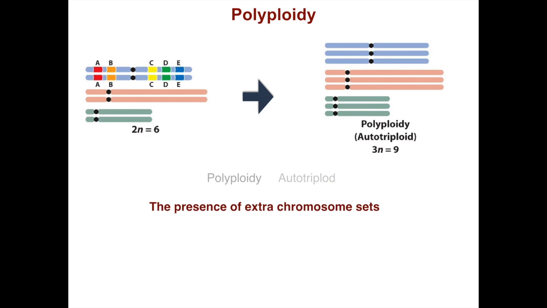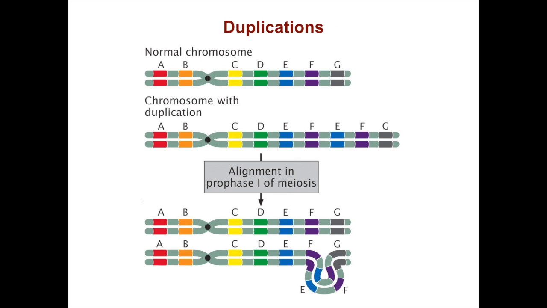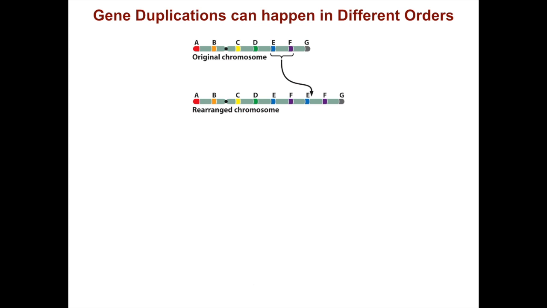So now I want to look a little more closely at some chromosomal rearrangements. So you have duplications where, let's say here you have E and F, which are duplicated in tandem. And this causes some difficulty in alignment of the chromosomes during prophase 1 of meiosis. So the duplication here has to loop out. But gene duplications don't always occur in tandem.